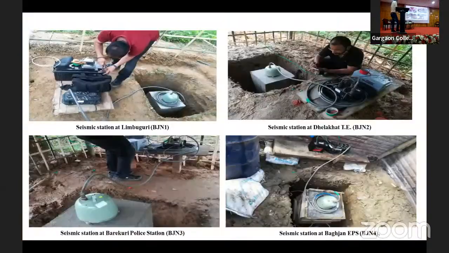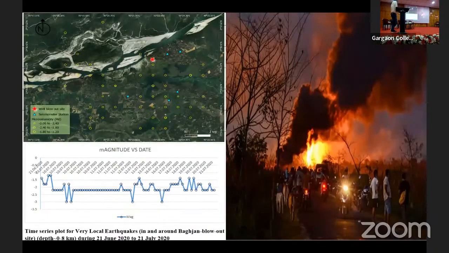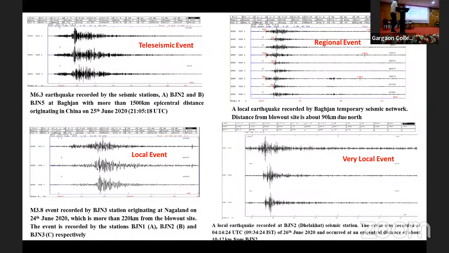So in order to achieve those objectives, we installed different seismometers as needed for the project. We installed separate systems on the site. And we recorded some micro-earthquakes that occurred around the blowout site. You can see this star indicates the blowout site, and this small circle indicates a micro-earthquake that has occurred. Our station could record several events.